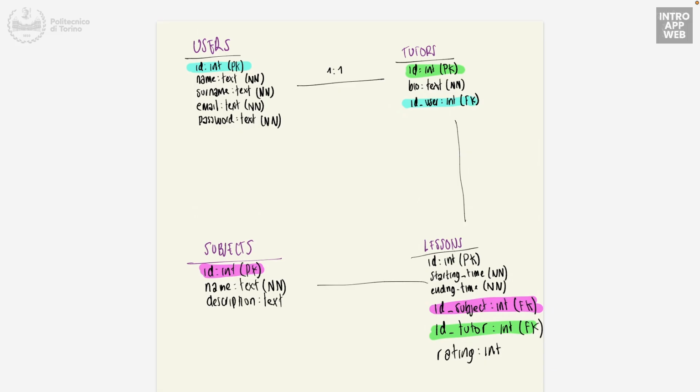But question: if we set the rating here, will we be able to know which rating each user gave to each lesson? Conceptually, each lesson will have a rating. But we're still missing a relation between the students and the lesson, because here we're just representing the relation between the tutors and the lesson. Here we can just express that a tutor will teach a lesson on a specific subject. But we are still missing one bond, that is the one between the users and the lessons. So how do we add that specific relationship?